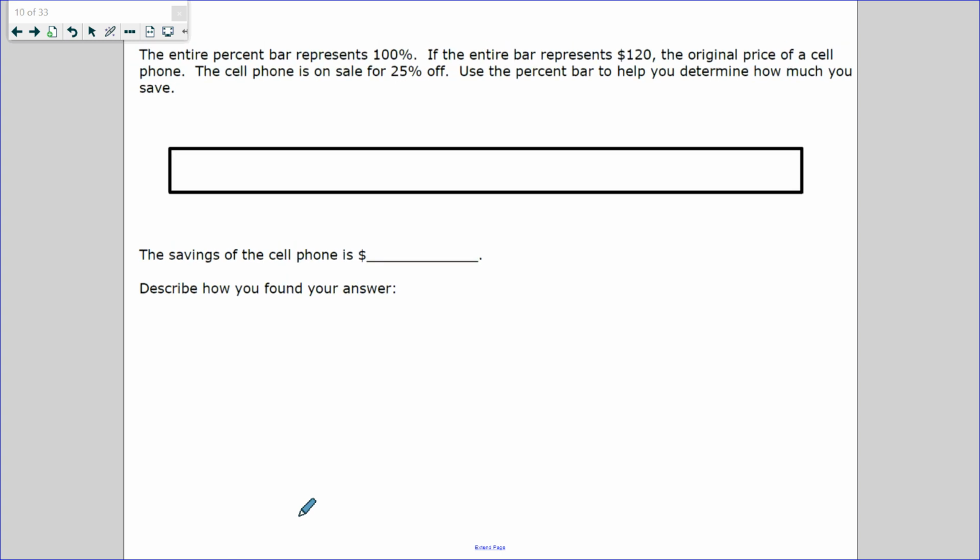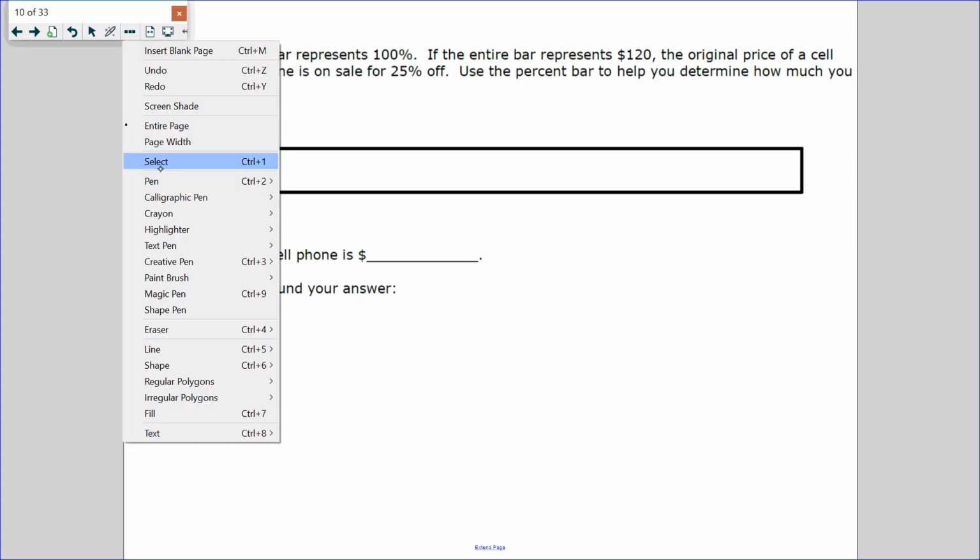This entire percent bar represents 100%. If the entire bar represents $120, the original price of the cell phone, the cell phone is on sale for 25% off. Use the percent bar to help you determine how much money you will save. So what would be the savings? So many ways to do this.